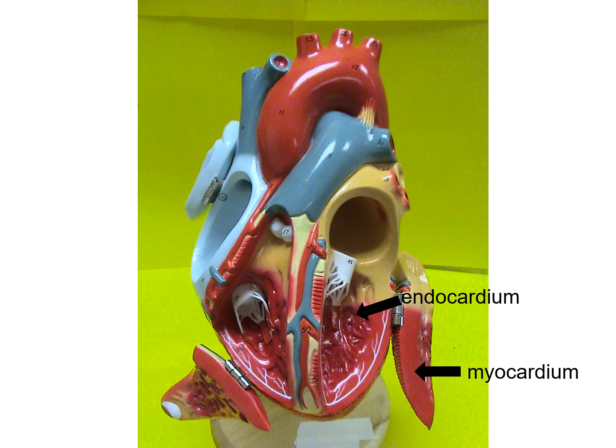What's not shown on the model is the parietal layer of the serous pericardium. If I were to take a plastic bag and cover the heart model, that plastic bag could serve as a representation of the parietal layer of the serous pericardium.